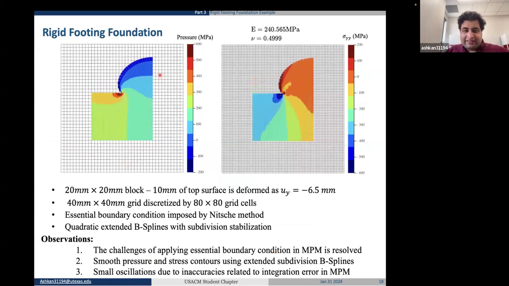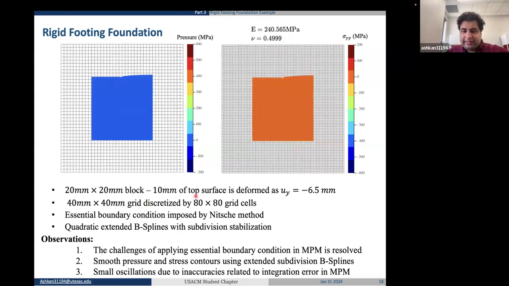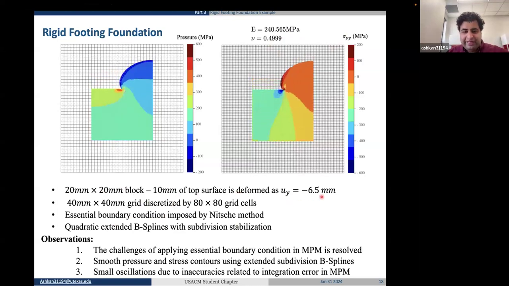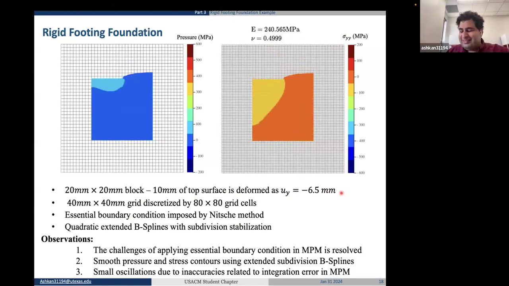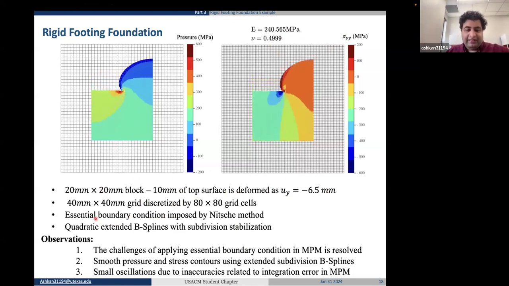The next example, which we tested our Nitsche implementation, is a rigid footing foundation. We have a 20 millimeter by 20 millimeter block. The material properties are the same, these values like the previous examples. Half of the domain here is this deformation, which is around 33%. The grid is 40 millimeter by 40 millimeter, discretized by 80 by 80 grid cells, and essential boundary condition is imposed by Nitsche method. We have quadratic extended B-splines with subdivision stabilization.